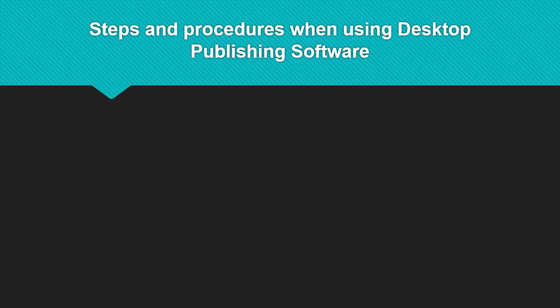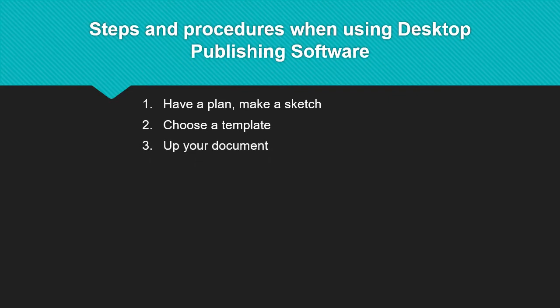Now here are the steps and procedures when using desktop publishing software like Microsoft Publisher. First is to have a plan and then make a sketch. So plan first what you want to create in MS Publisher. Then you can choose a template from the current templates that MS Publisher already has. Set up your document. Place text in your document.